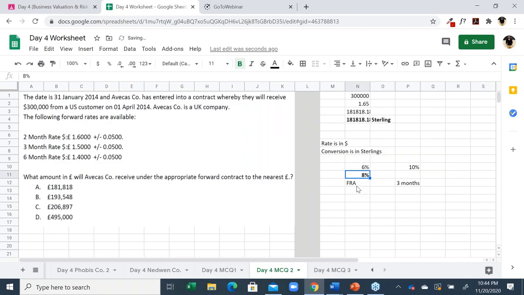This is what the bank is saying, that whenever I go to the bank, the bank is going to charge me 8% interest for the loan that I'm going to take after 3 months. So this is called a forward rate agreement, in which the bank will fix the interest rate for any loan that I'm going to have after some time in the future. Asad, is that okay?